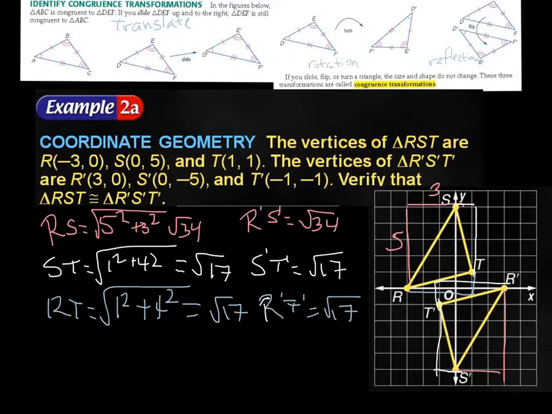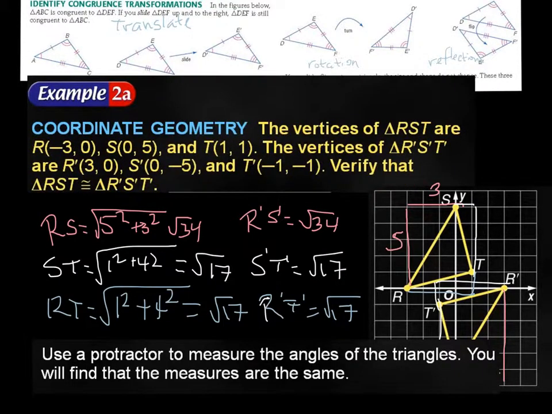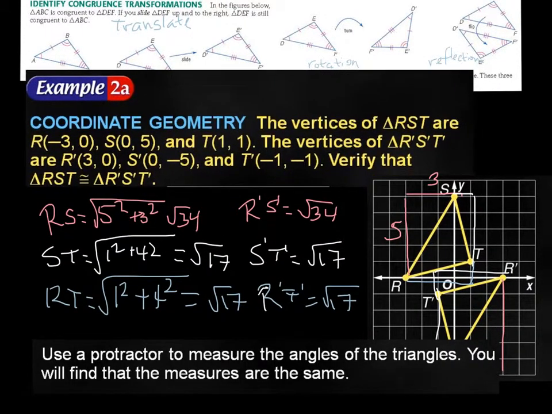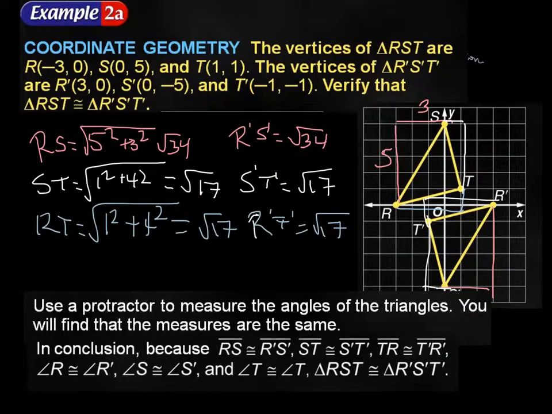So they're both actually isosceles triangles, but they didn't ask that question. When they just asked us to verify that the triangles are congruent, we just did all the sides, and if we took a protractor, we could measure all the angles as well. I don't have a protractor, so we'll just have to take their word for it on that one. So because all of the corresponding parts are congruent, we can conclude that the triangles are congruent as well.